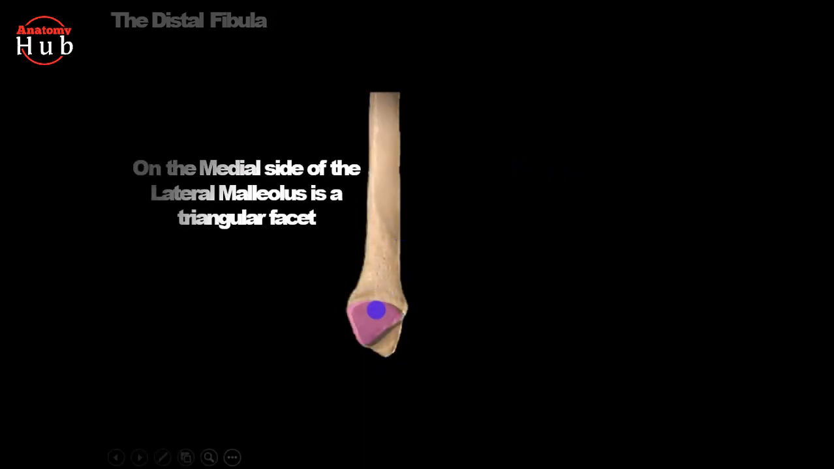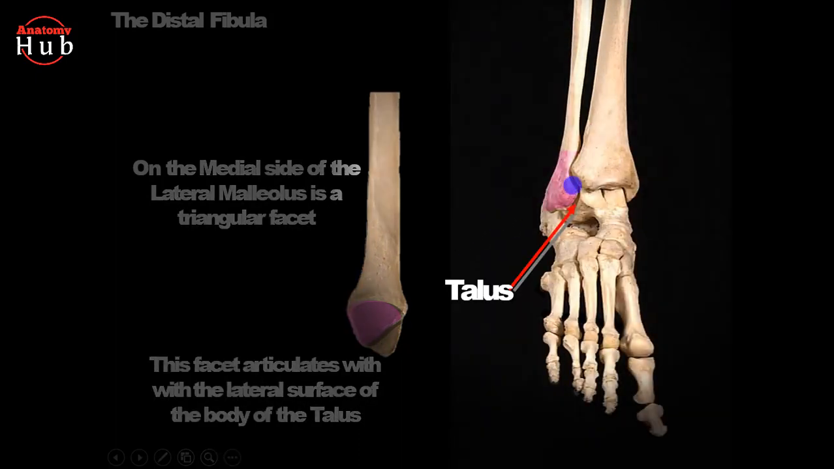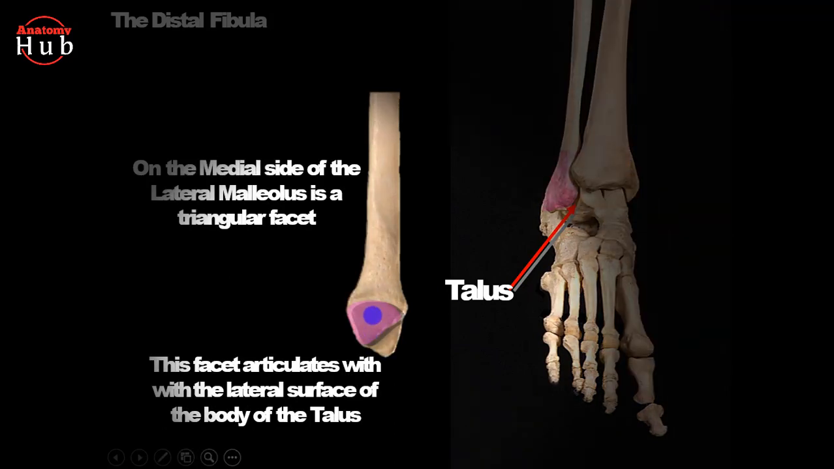On the medial side of the lateral malleolus, there is a triangular, smooth facet. This facet is for the articulation with the talus bone. This facet articulates with the lateral surface of the body of the talus, because here is your talus. At the upper surface the tibia articulates, and at the lateral surface, here you can see, it articulates with the fibular facet over here. So you can see this is the facet for the talus.